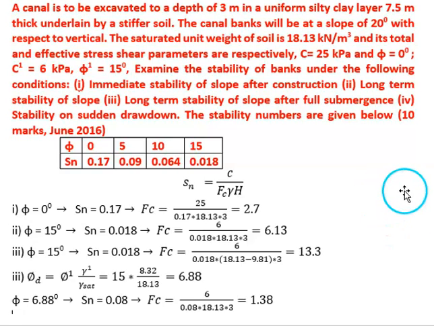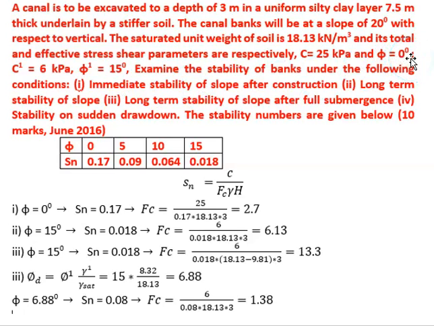So here 4 conditions are given: one is the immediate stability of slope after construction, then long-term stability of slope, long-term stability of slope after full submergence, and stability on sudden drawdown. Here also a table is given to find the stability numbers with respect to phi value. In the first case, it is asked to estimate the immediate stability of slope after construction. Immediately after the construction means we should take the total shear parameters. When you take the total shear parameters, the phi value is 0.